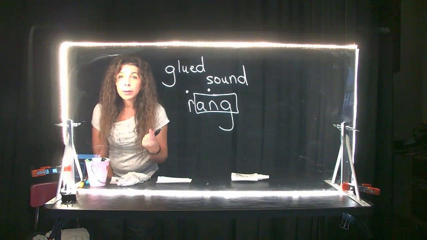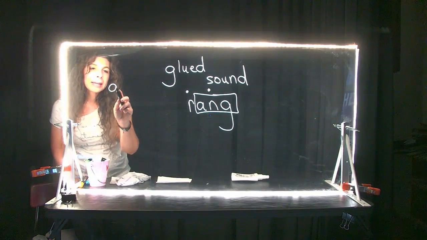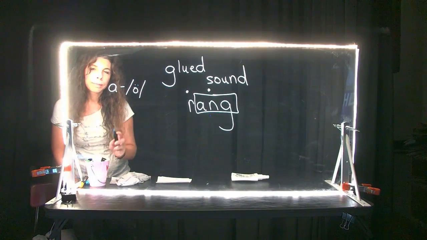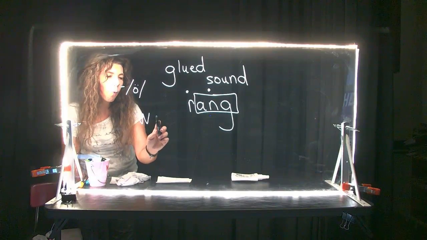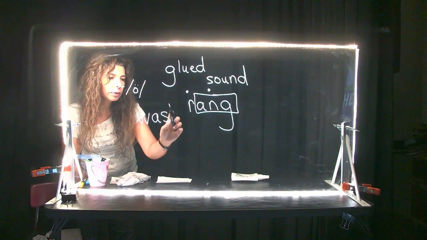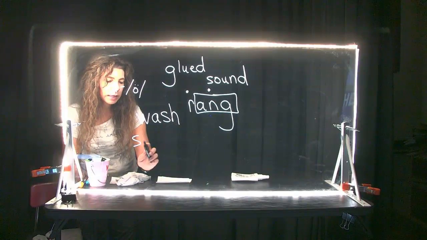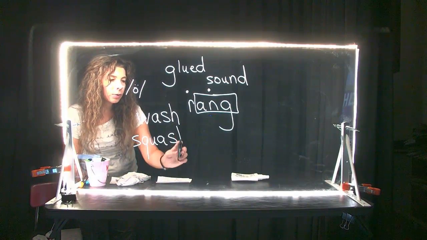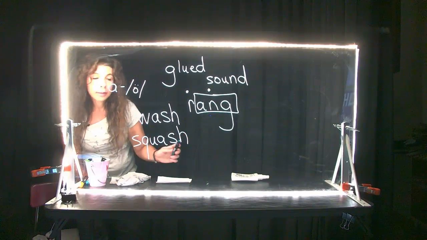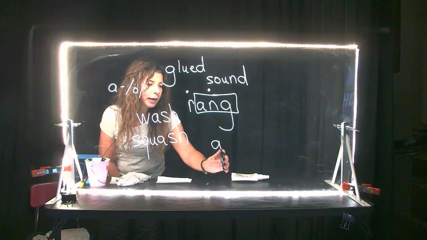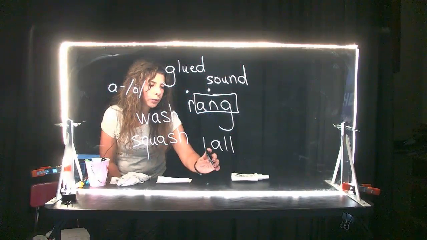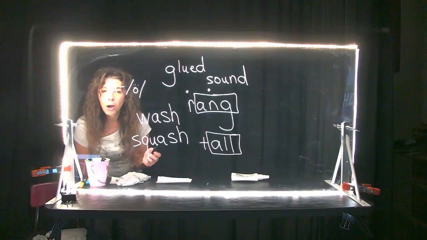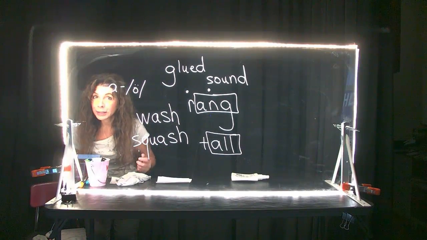The new concept we learned today is that A can kind of sound like ah, like in the word wash, squash, and in the one glued sound, A-L-L. So if you're going to spell tall, you're going to box that in. That makes an aw sound. Okay, that's it for today's lesson.